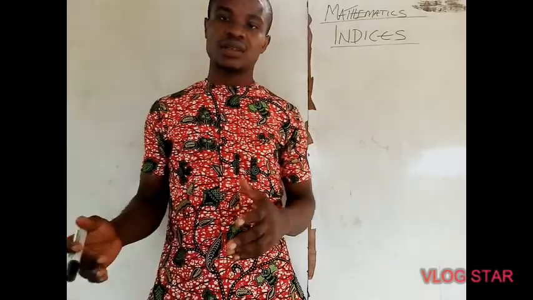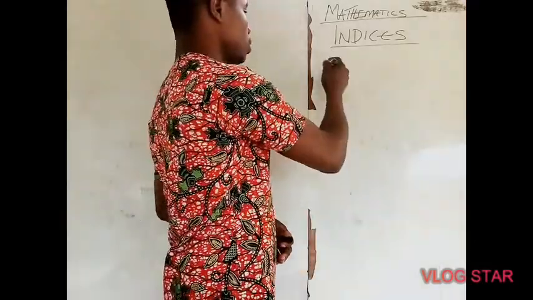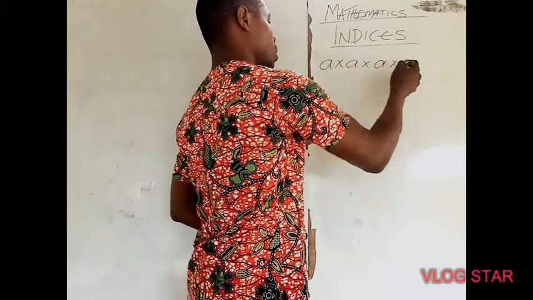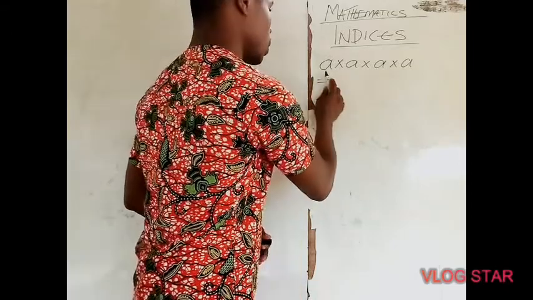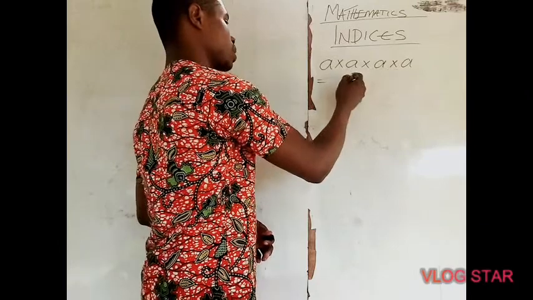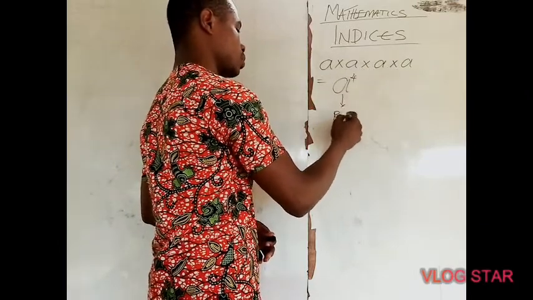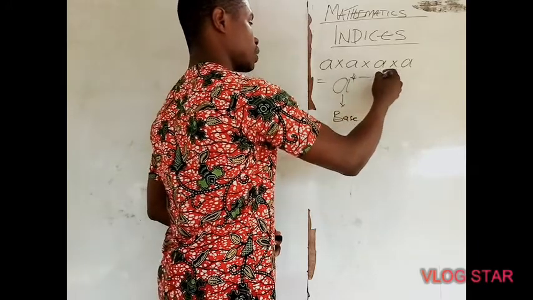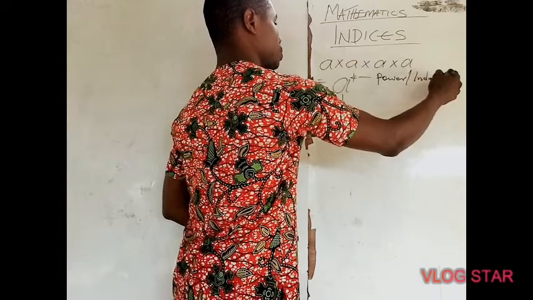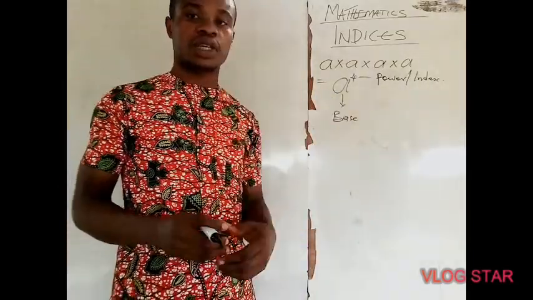What is indices? Indices simply means a method of shortening the product of two or more equal factors. Example: I have a times a times a times a, which is equal to, what we're considering is the number of times that a appeared. Here a appeared 4 times, that is a raised to power 4, where a serves as the base and 4 serves as the power or the index. This is just the method of writing numbers or equal factors in index form.